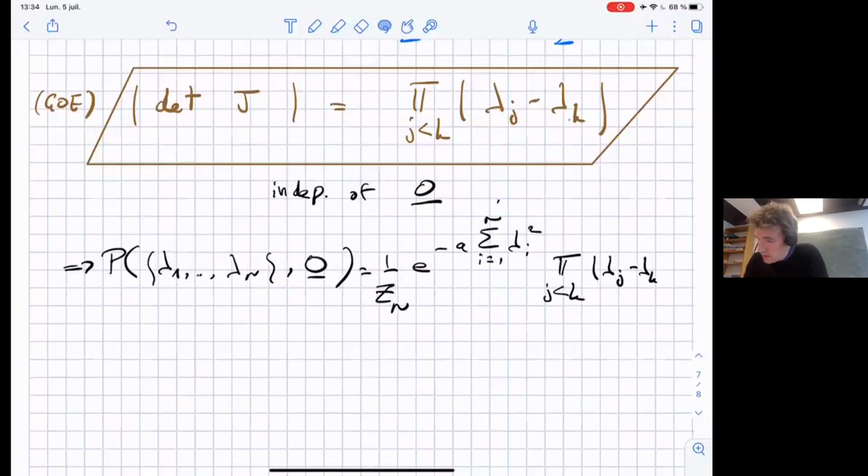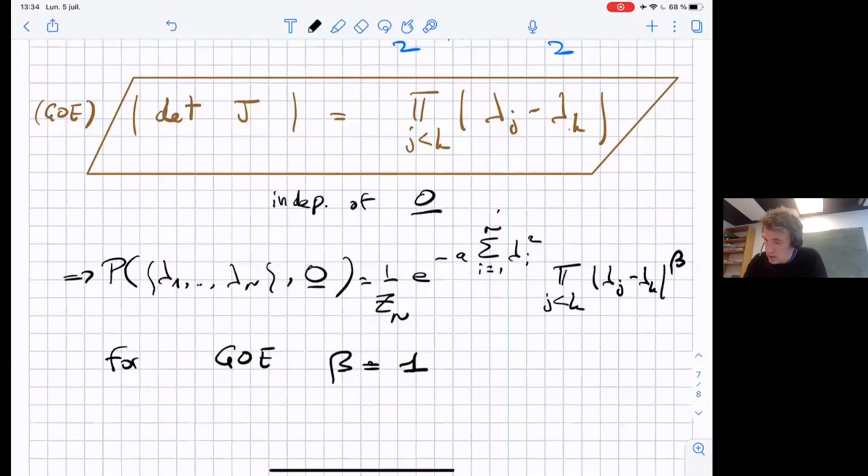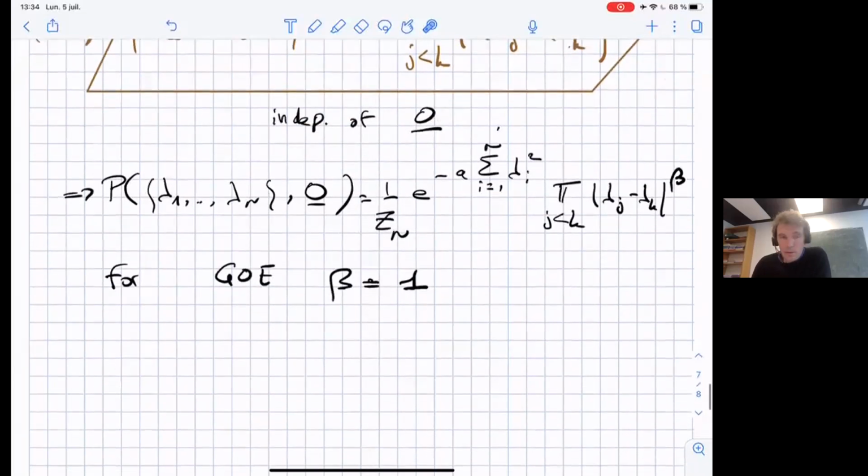Let me write it in this way. There is here a power beta. So for GOE, beta is equal to 1. That's exactly what I showed you here; the 1 is just this exponent. Now, I haven't done the computation for GUE, but it's very similar. It turns out that for GUE, the expression is exactly the same, only beta is different, and beta is equal to 2. So that's quite remarkable, of course.